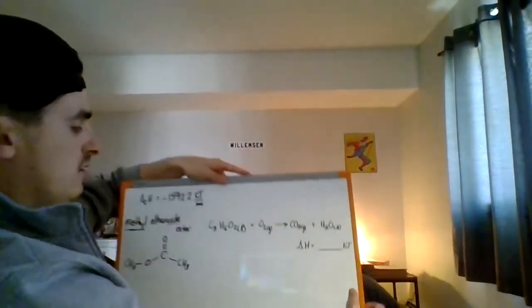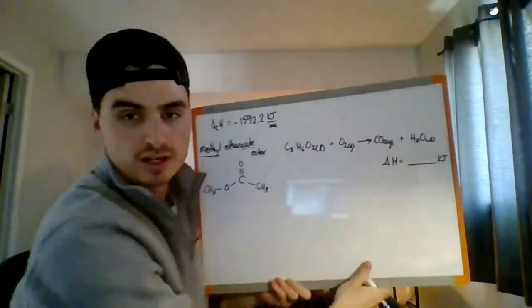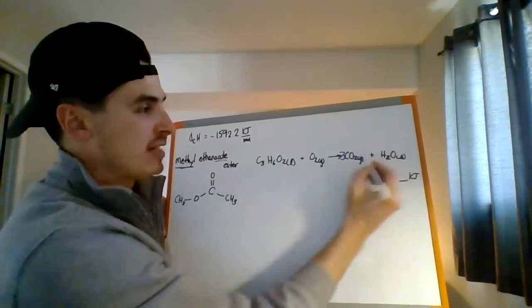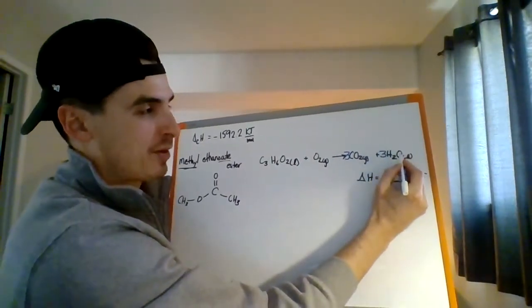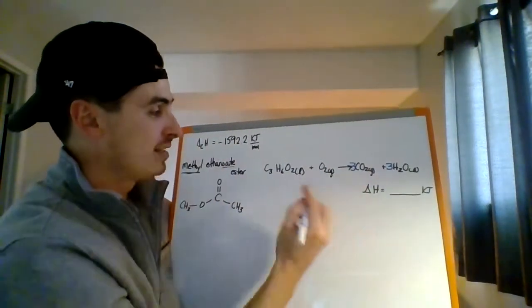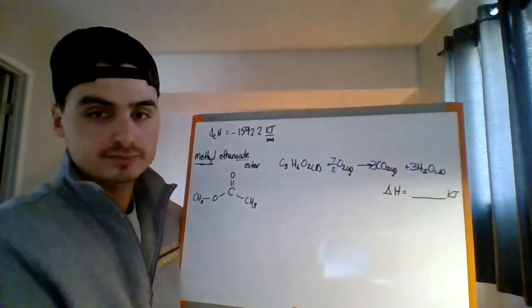Okay. So balancing this. All right. I got 3 carbons. That's a little awkward. Sorry, guys. 3 carbons here. Let's put a 3 here. 6 hydrogens. Put a 3 there. I got 3 oxygens plus 6 oxygens is 9. I got 2 here, so I need 7 more. Let's go 7 over 2.